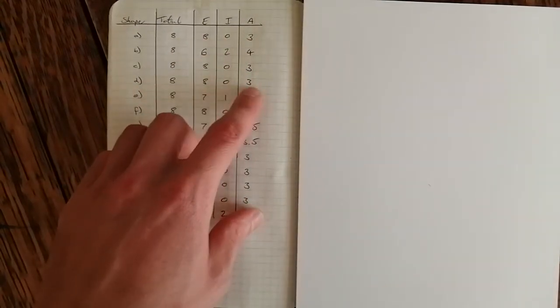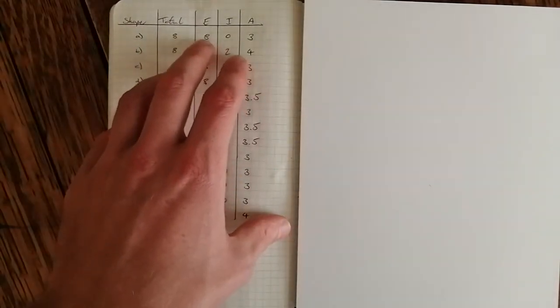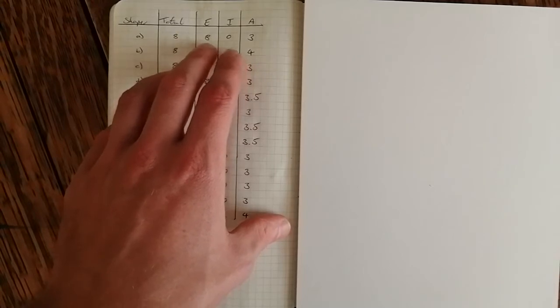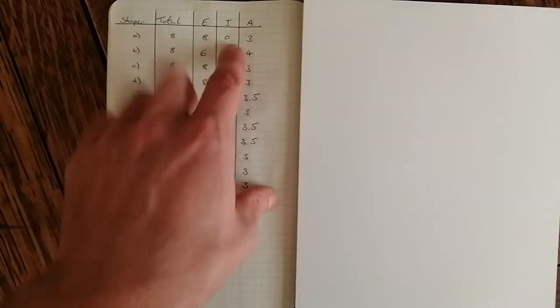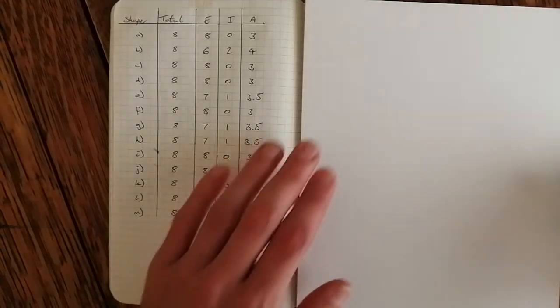8, 0, 3. 8, 0, 3. It seems like lots of shapes, well, all shapes, if they have an edge dots number of 8 and an inside dots 0, will always have an area of 3, no matter what they look like. I think that's pretty weird.